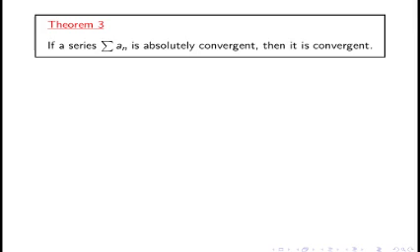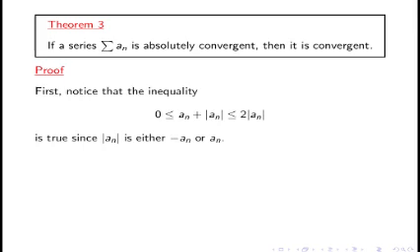So, a series can be convergent but not absolutely convergent. But if a series is absolutely convergent, then it must be convergent. So let's prove that fact. So we'll start off with this inequality. Let's see why this is the case.